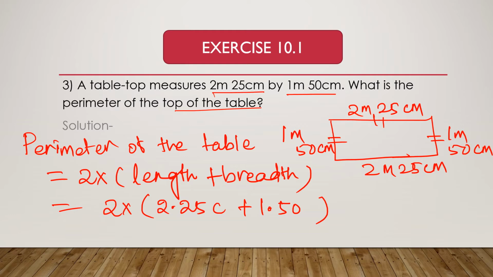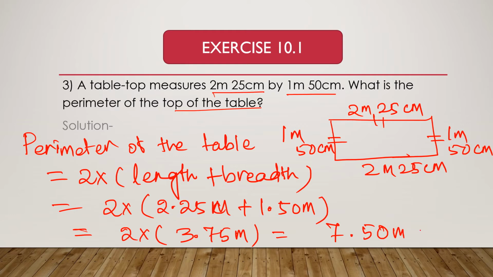Now we have to add 2.25 and 1.50, that is 1.5 meter. This is meter and this is also meter. 2 multiplied with 2.25 plus 1.50 is 3.75 meter. Now 2 multiplied with 3.75 is 7.50 meter or 7.5 meter. So perimeter of the top of the table is 7.5 meter.